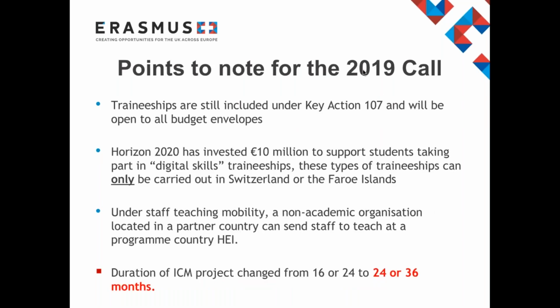As with the 2018 call, traineeships are included under the KA 107 and are open to all budget envelopes. As stated earlier, traineeships in digital skills are being endorsed, and these would include social media management and web analytics.